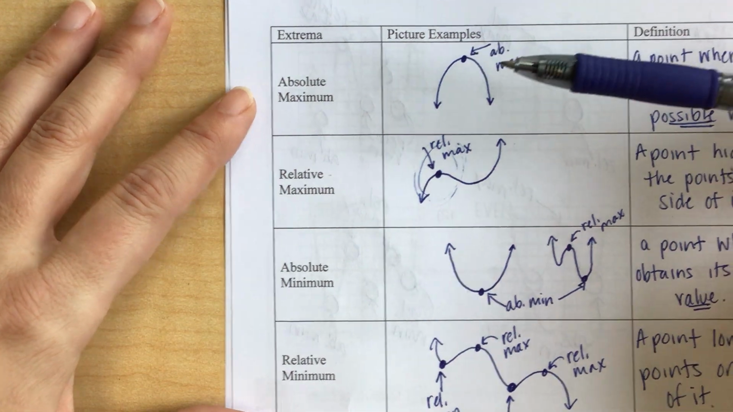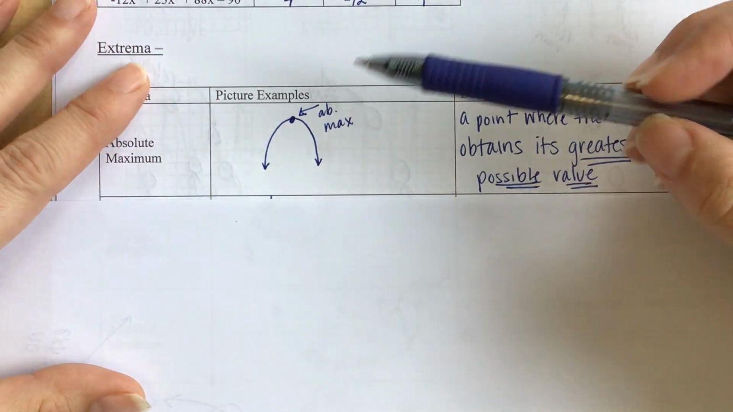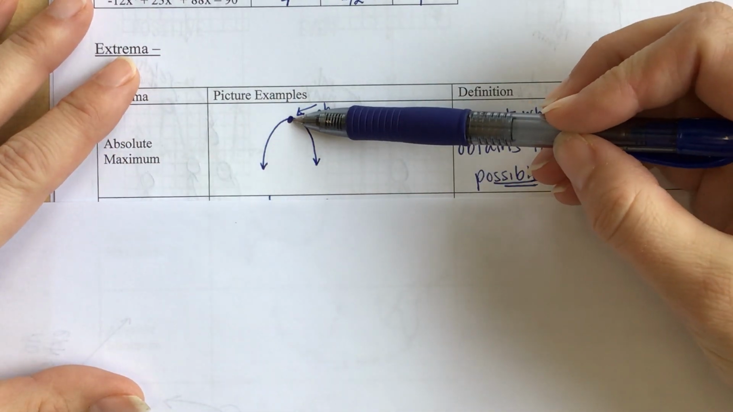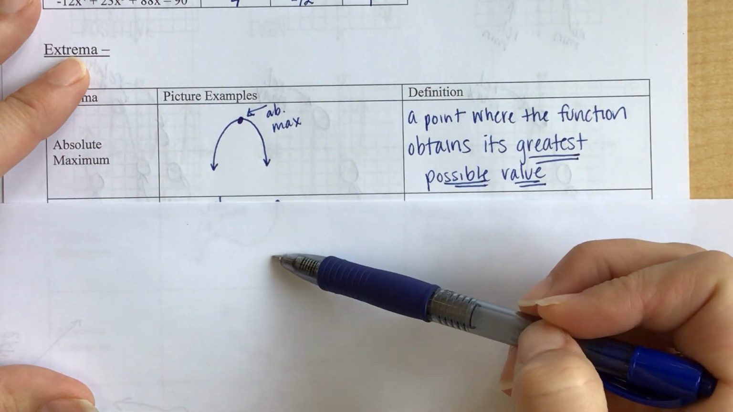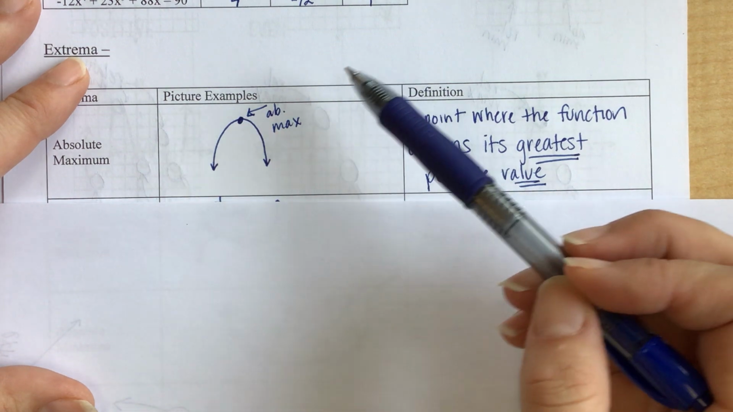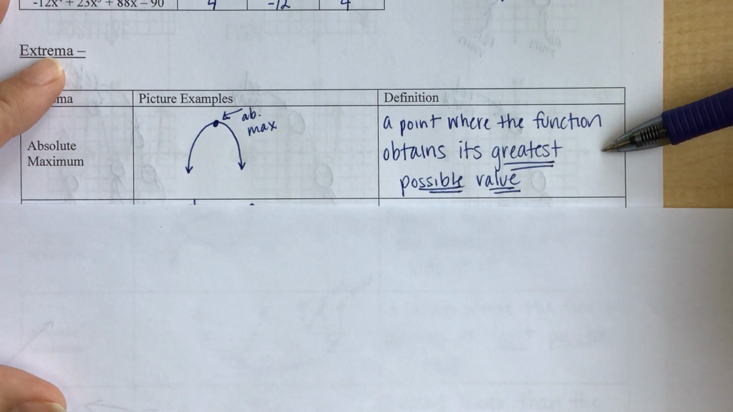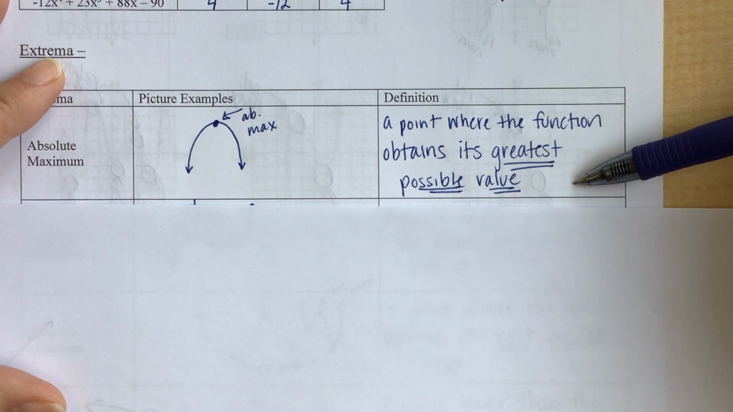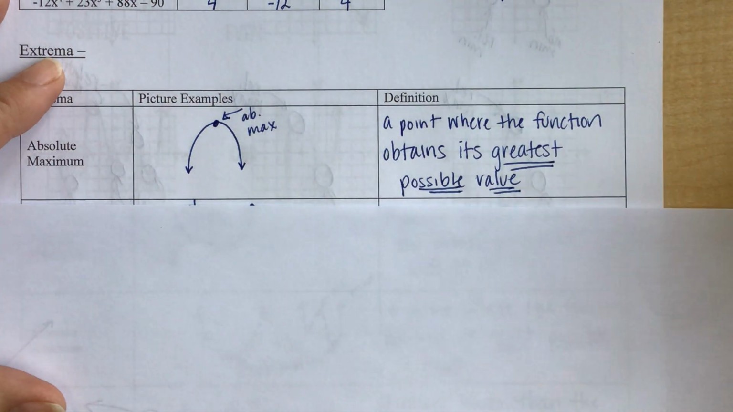An example of our absolute maximum is this right here. If we had this graph, this is the absolute highest point no matter what. Even if this graph were to continue going down forever and ever, this is the absolute highest point, no matter how big I make my graph. So here's the definition: a point where the function obtains its greatest possible value. Feel free to pause the video at any time to write down whatever you need.